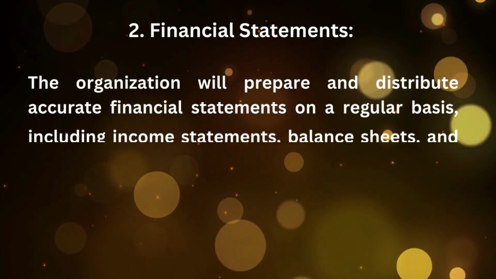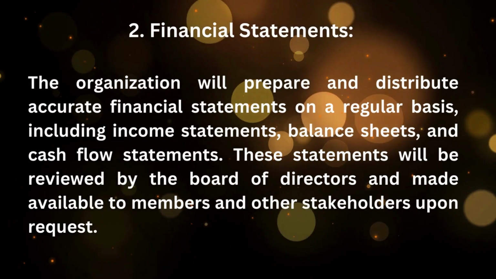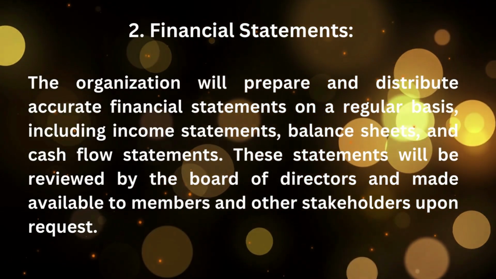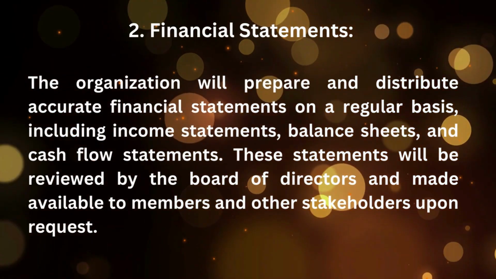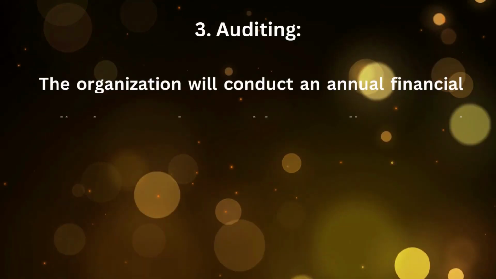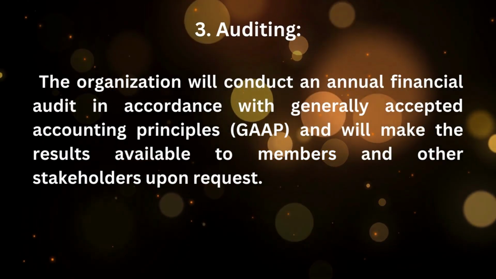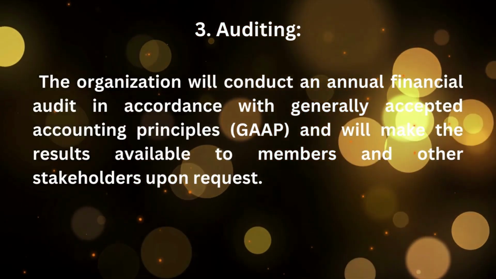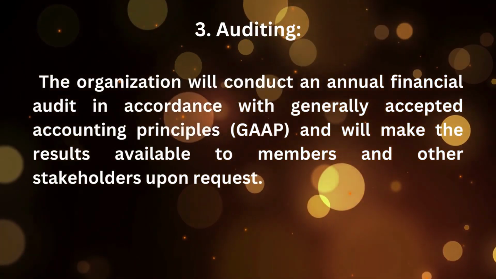2. Financial statements. The organization will prepare and distribute accurate financial statements on a regular basis, including income statements, balance sheets, and cash flow statements. These statements will be reviewed by the board of directors and made available to members and other stakeholders upon request. 3. Auditing. The organization will conduct an annual financial audit in accordance with generally accepted accounting principles, GAAP, and will make the results available to members and other stakeholders upon request.